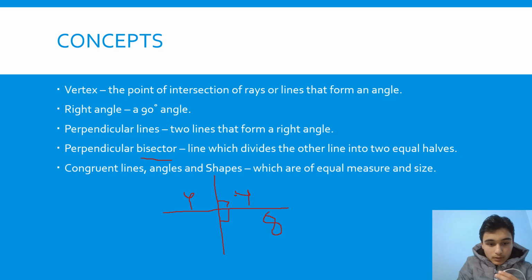Okay. I should erase this. Now next is congruent lines, angles and shapes, which are of equal measure and size. Simple. Lines which are of equal measure and size. Angles which are of equal measure and size. Shapes which are of equal measure and size. Simple.